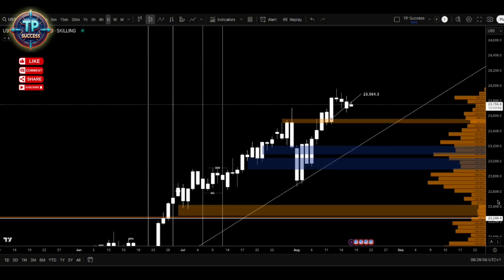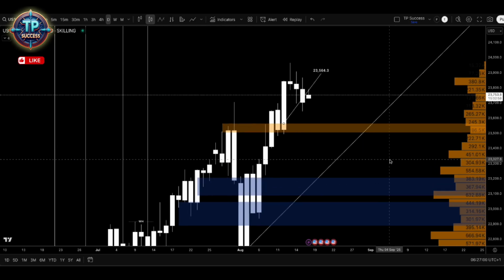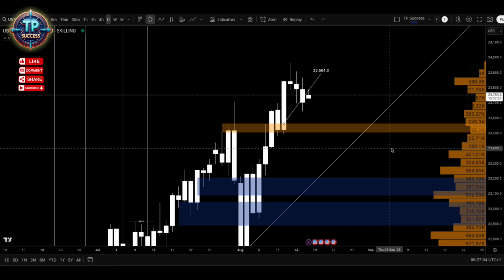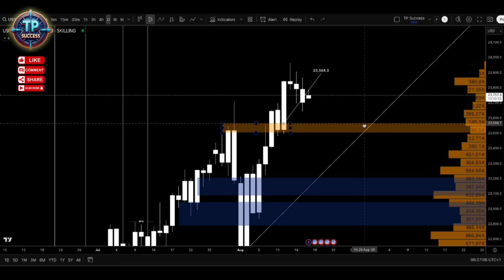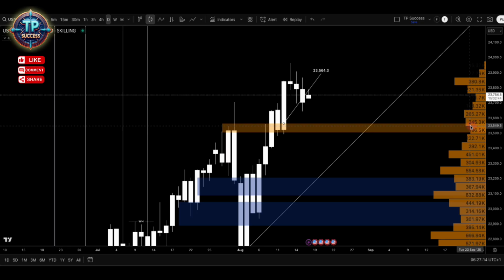You can always go back and look at the last video that I did. In the last video, I was talking about this low volume node area, which is still here, funny enough. I thought it probably would have changed by now, but it's still here, still small. So we had a low volume node in this area, okay?